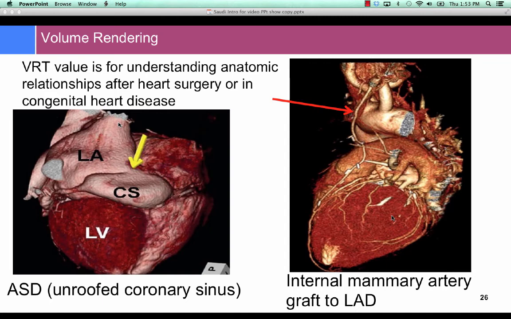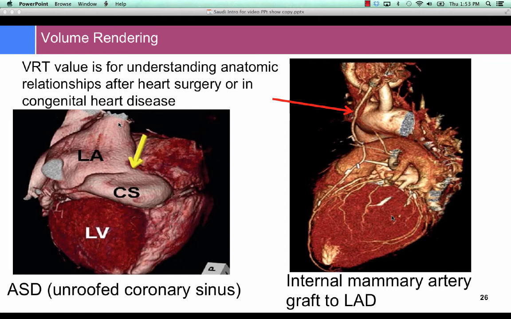In the case on the right, there's a left internal mammary coronary artery originating from one of the great vessels on the left side and implanted down to the left anterior descending. We can track that vessel nicely in its pedicle, see the vascular clips and the anastomosis nicely.